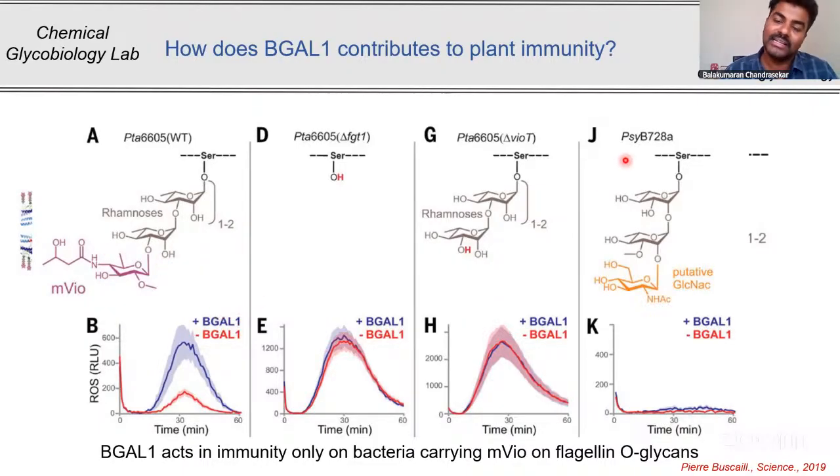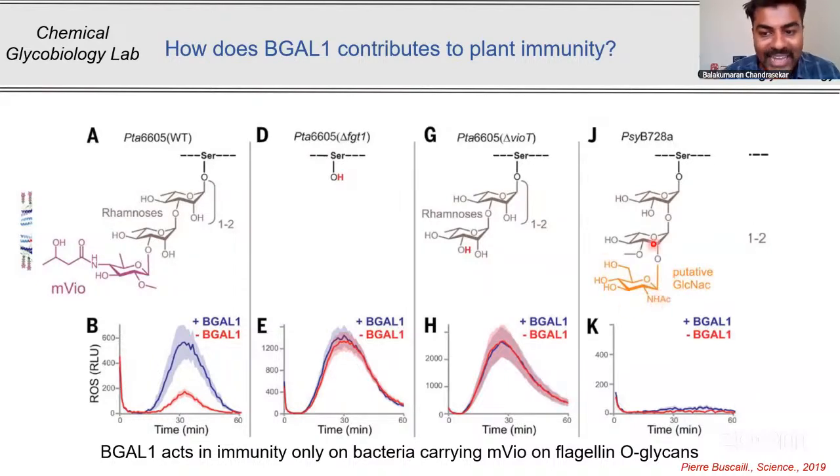Interestingly, we tried another bacteria, which is Pseudomonas syringae pv. syringae B728a. It's an important Pseudomonas syringae strain, which does not have viosamine, but it has a putative sugar, which is called glucan. This is N-acetyl glucosamine sugar as a terminal sugar over here in the O-glycan.